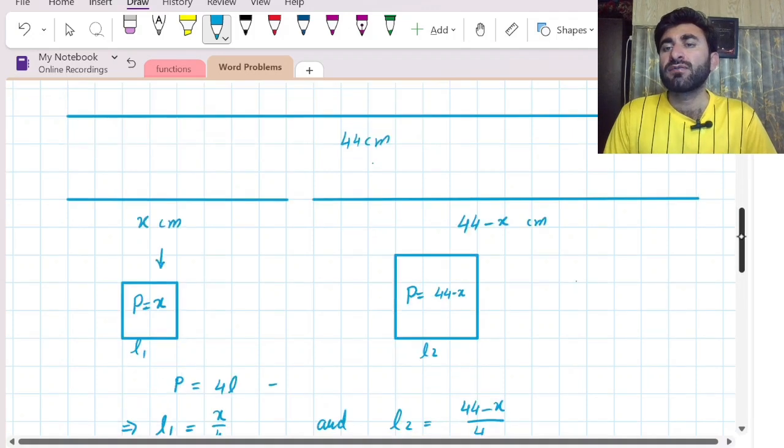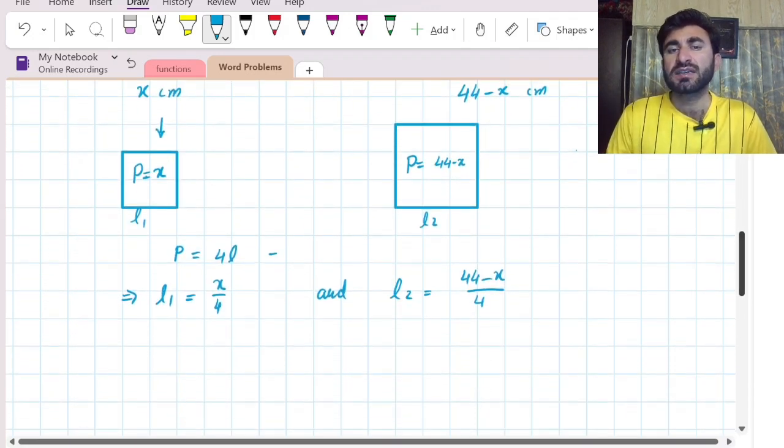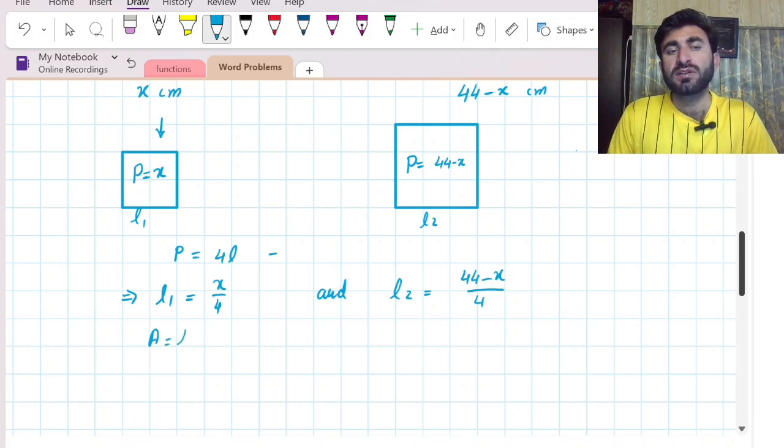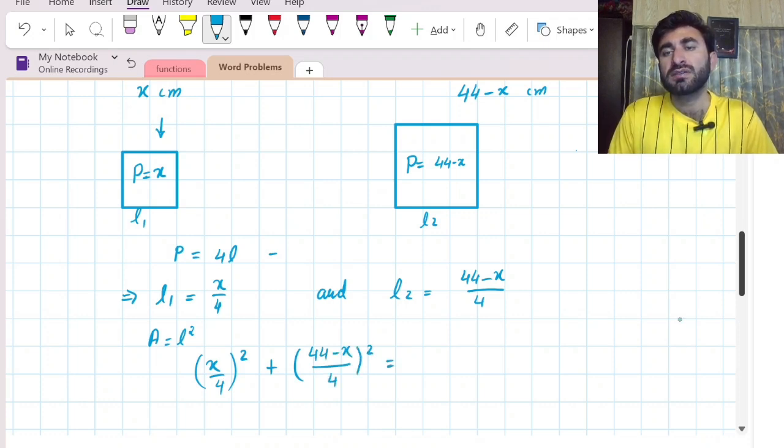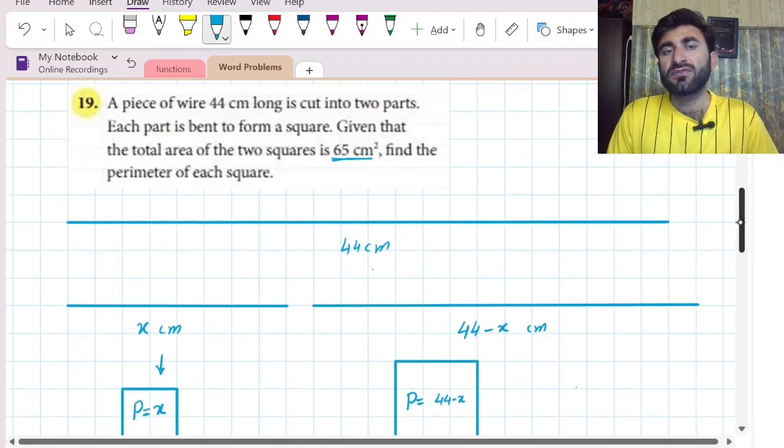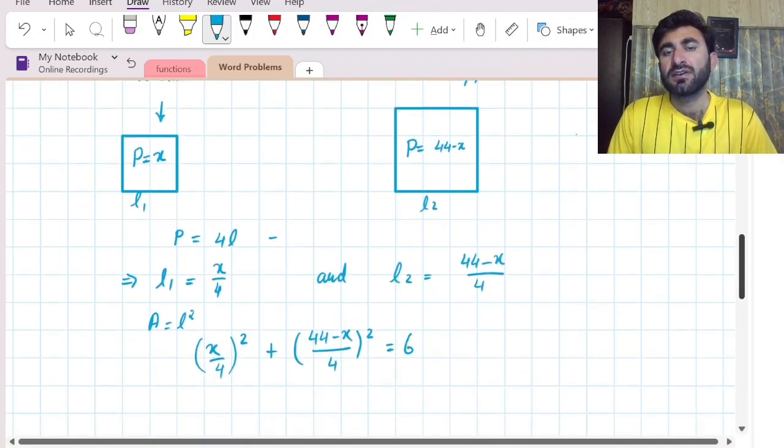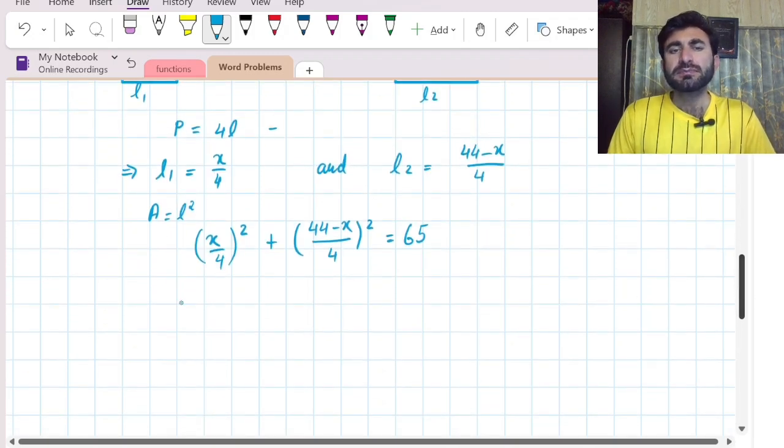So now we have to find the area of these two squares and then add them, because the area of any square equals the square of its length. So it will be (x by 4) whole square plus ((44 minus x) divided by 4) whole square, and that equals 65. Now we need to expand the squares on the left hand side.